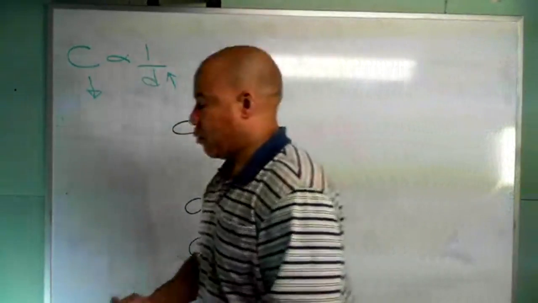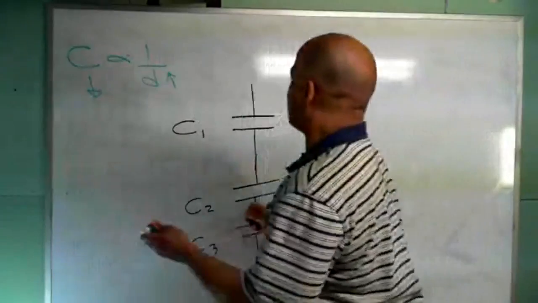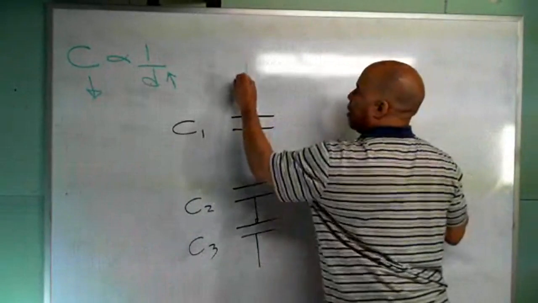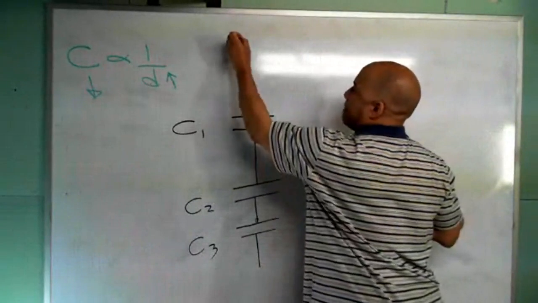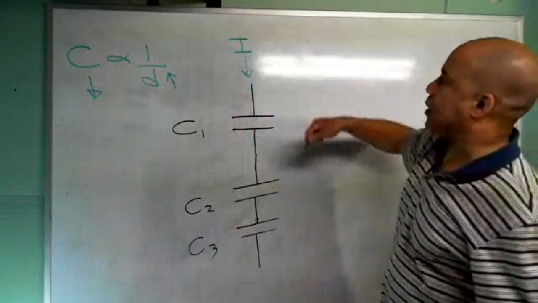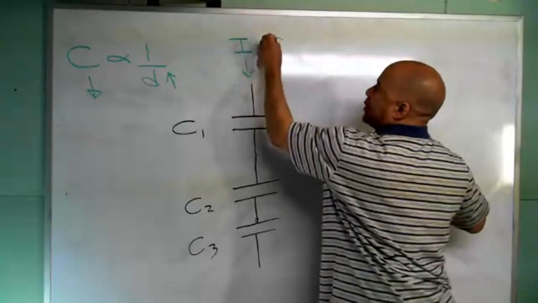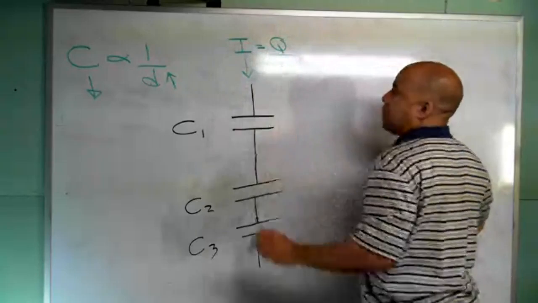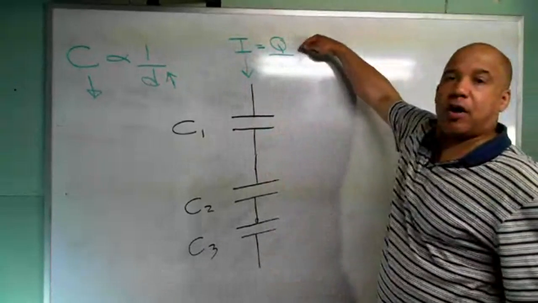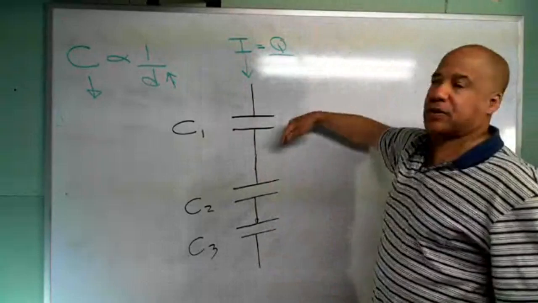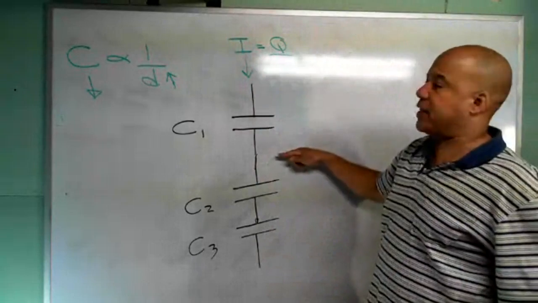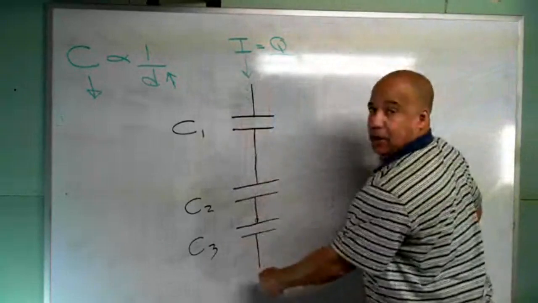Then what I'm going to do is put some charge in here. I'm going to send current into here and charge it up. So I'm sending charge. Now remember, current is charge per unit time. So I'm actually sending some charge to the capacitors, all the capacitors. And since this is a series circuit, they get the same amount of current.